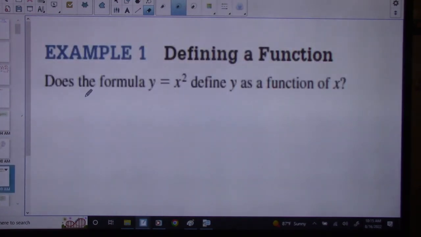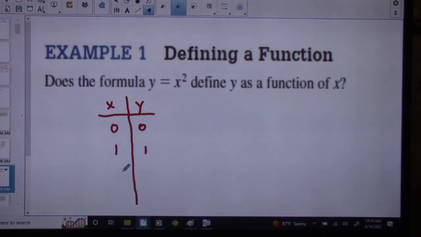Okay, next. Does the formula y equals x squared define y as a function of x? Yes, you can test it. If you have x, y, and you put in a number for x, any number, is it possible that I can press in 1 and get 1 here? And is there any real number I can put here on the left and not get only one possibility on the right side? No, there's not. So the answer to this question is yes.